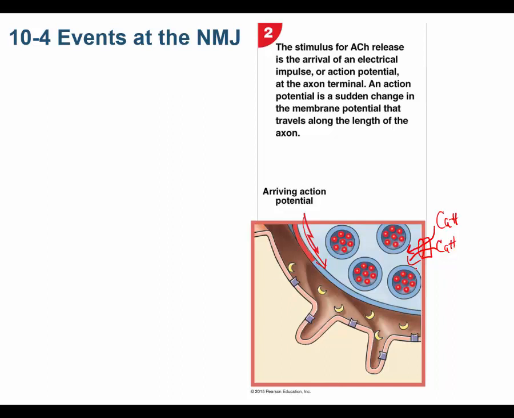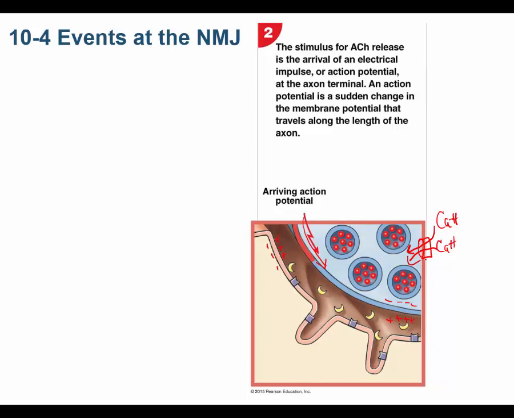Well, that changes the voltage, because how we measure this electrical gradient across the membrane is millivolts. It's positive on the outside, negative on the inside. So we measure that in millivolts. And a depolarization wave, a signal, if you will, an action potential, is really just the propagation of the depolarization down the axon or across the muscle.